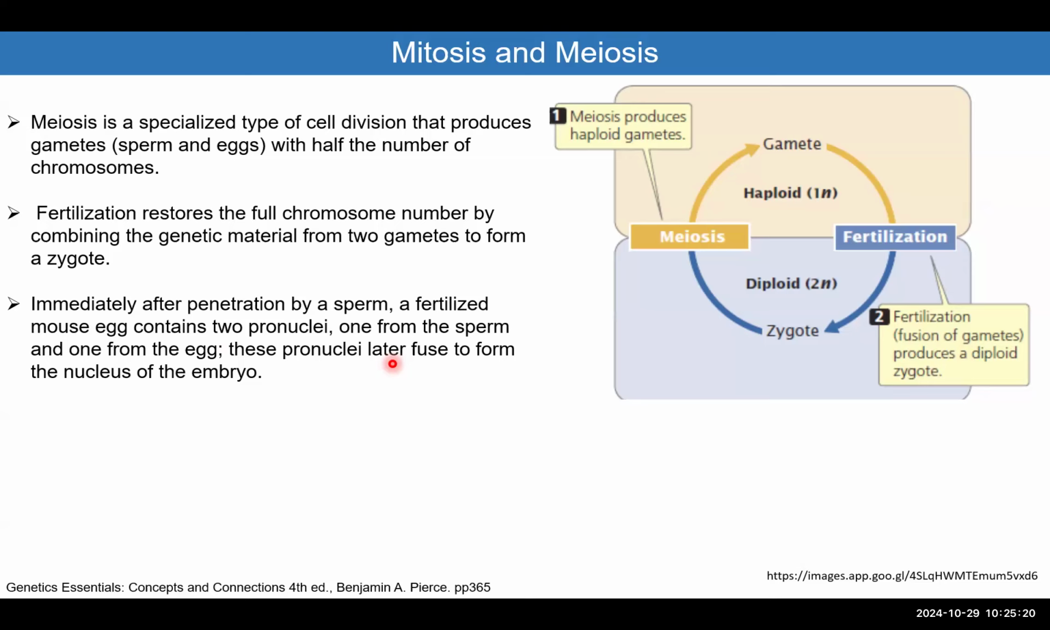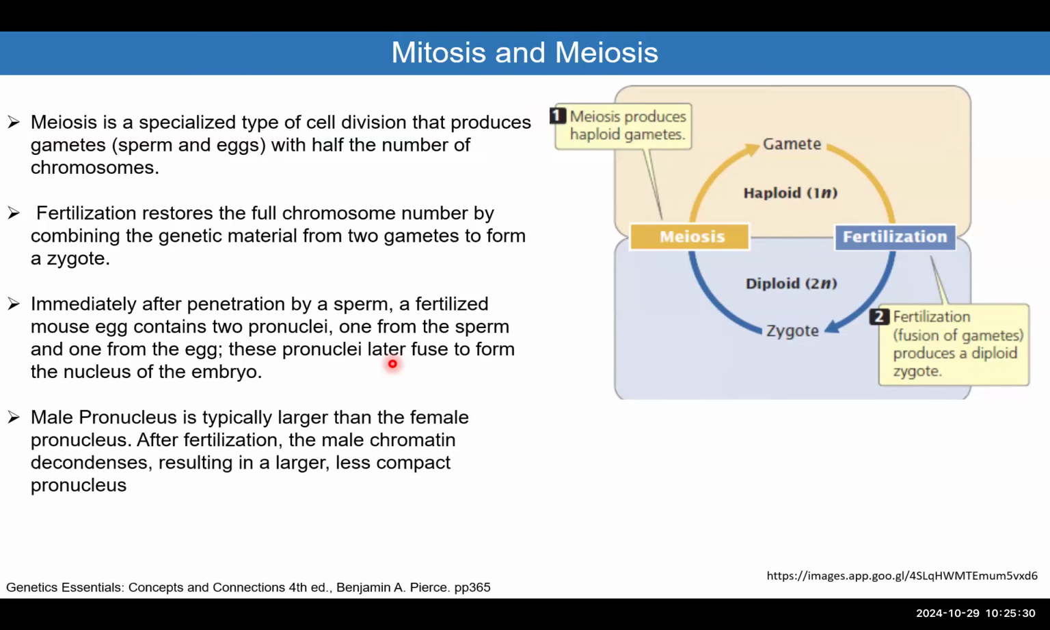to become the embryo. So this is important because timing is very essential to understand where we can interfere in order to generate a transgenic animal. And this will come in the next couple of slides. Now, one thing you have to keep in mind is that the male pronucleus is typically larger than the female pronucleus.